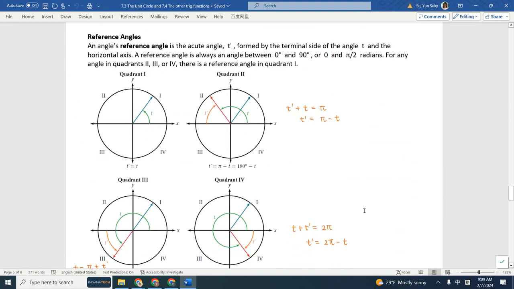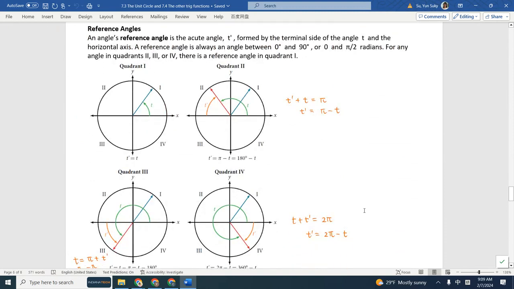Okay, and then last time we draw the reference angle. So our angle T could be in 1, 2, 3, 4 quadrants. And the reference angle is the angle made with the terminal side of the angle and the x-axis. So the reference angle is always an acute angle between 0 and 90 degrees. Right, everybody? So you draw the picture, then you can actually see the relation. Like in quadrant 1, the T and T prime, they're the same.